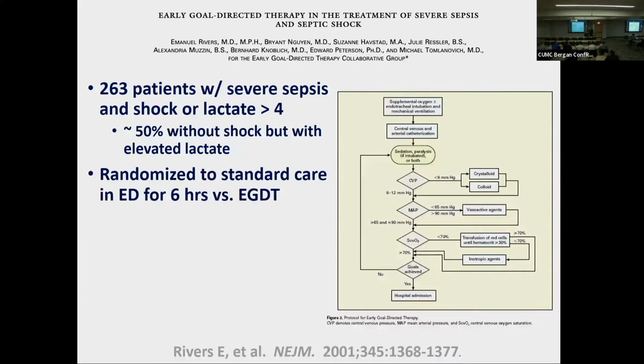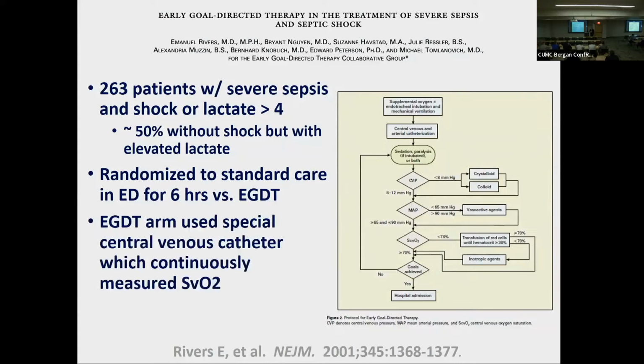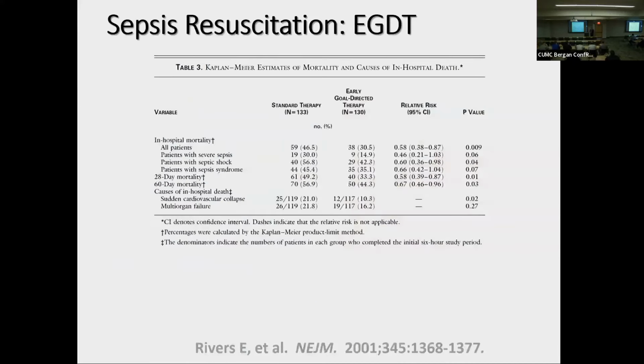They ran them through this protocol, and they were randomized to either standard care, which was whatever the hospital was doing, which isn't well described, unfortunately, or this early goal-directed therapy where they tried to direct fluid to a CVP, pressors to a MAP, and then packed red blood cells and dobutamine to a mixed venous saturation of 70%, using a special central venous catheter. And their outcome was 28-day mortality.